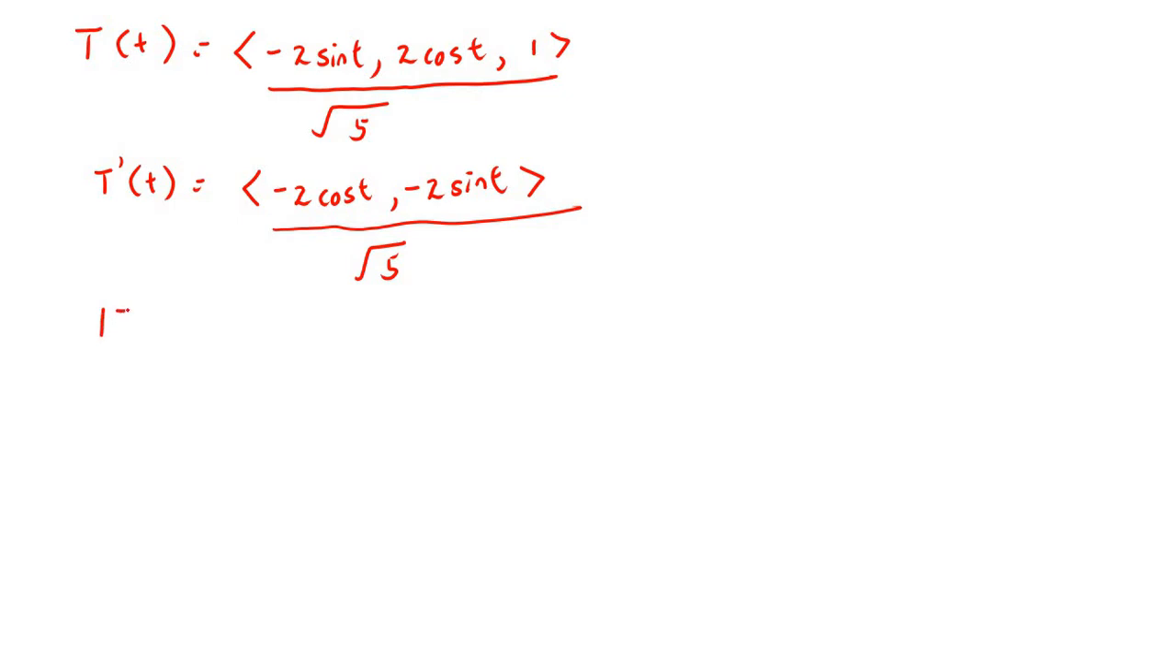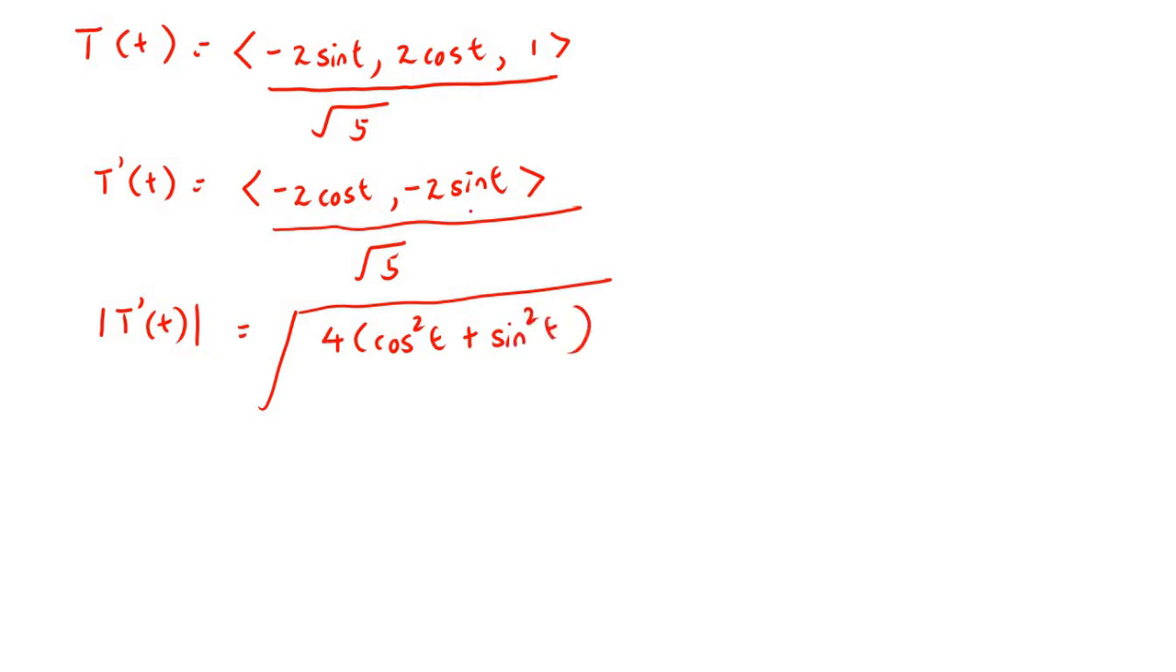To find the magnitude of T'(t), the magnitude of a vector is the square root of each component squared. So 4 cos squared t plus 4 sin squared t, factor out 4, so cos squared t plus sin squared t, and the denominator, the square root of 5 squared, becomes 5. Cos squared t plus sin squared t is 1. So we have the square root of 4 over 5, equal to 2 over the square root of 5.